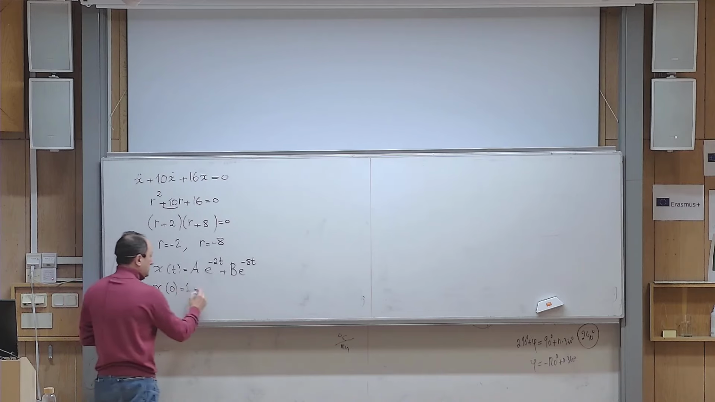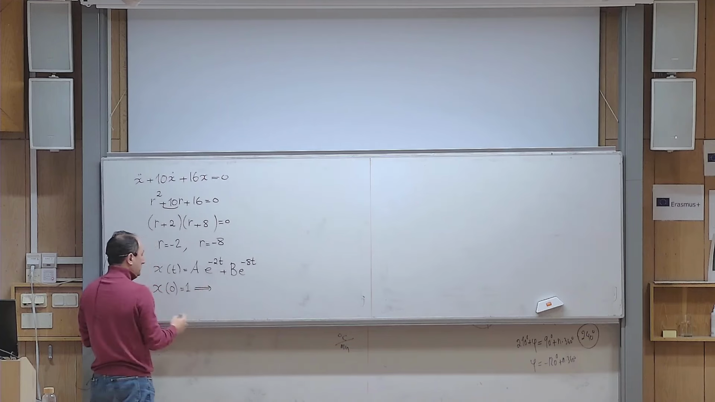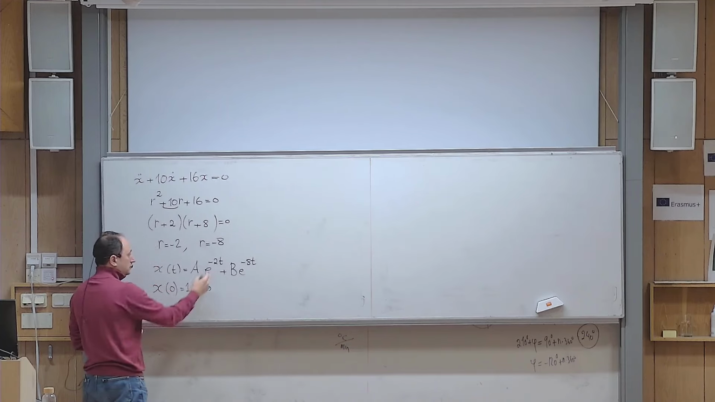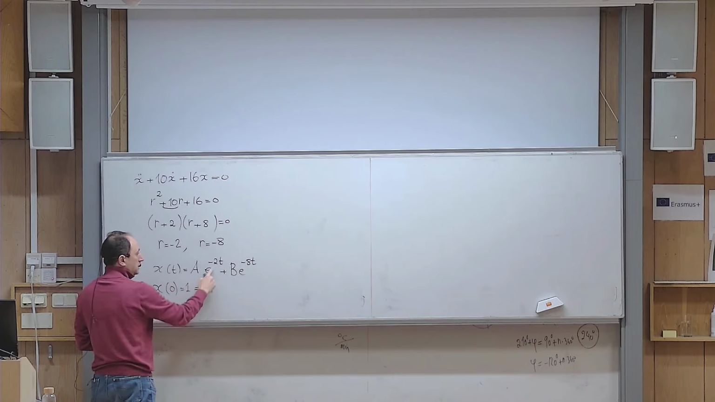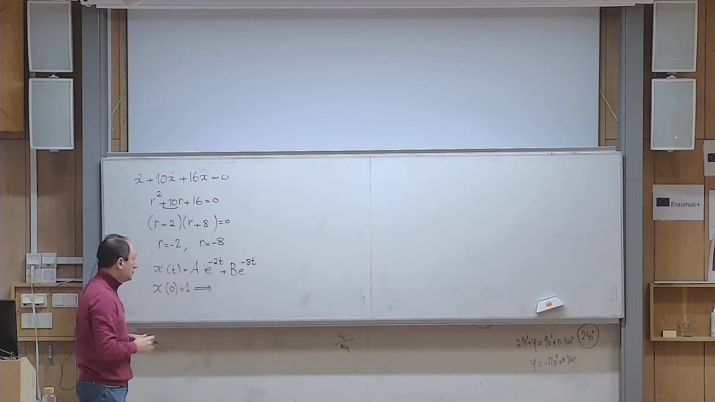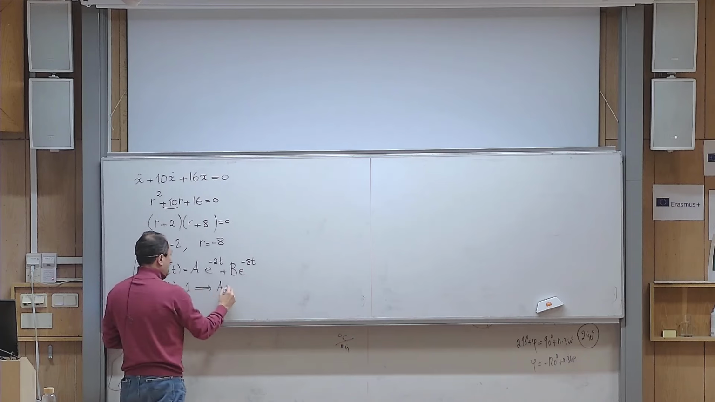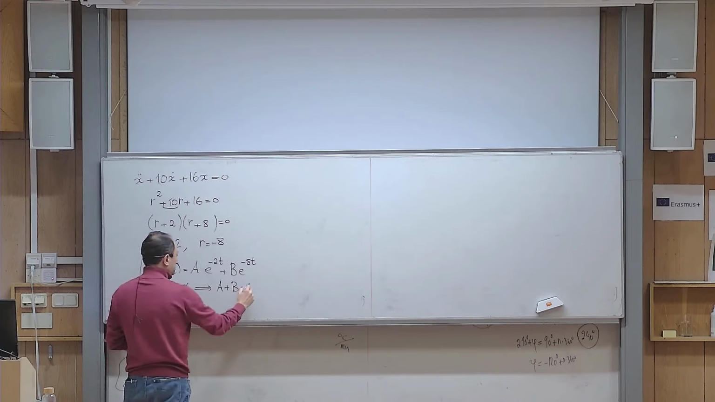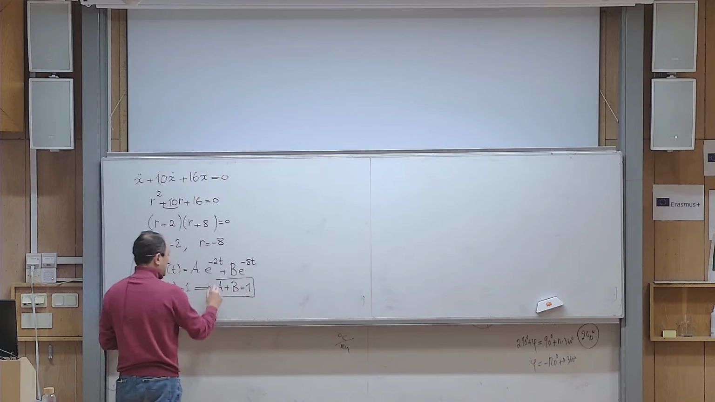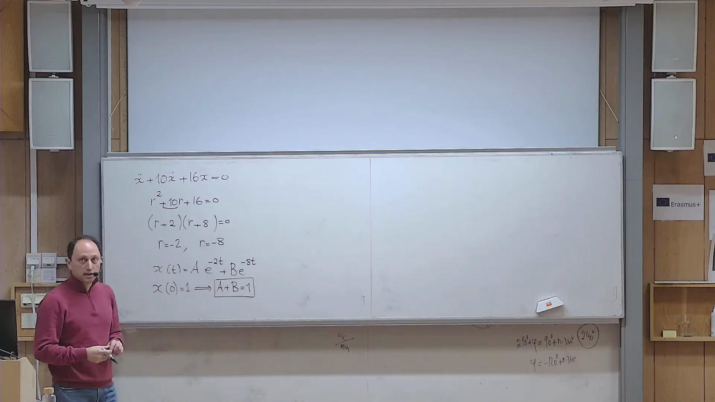It means that when I replace t with 0, the answer is 1. If I replace t with 0 here and there, the exponentials simply become 1. So I will get a plus b equals 1. This is one relation.